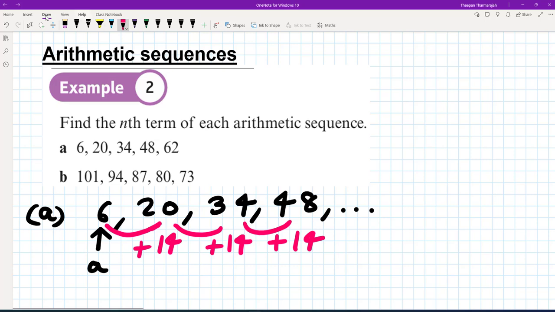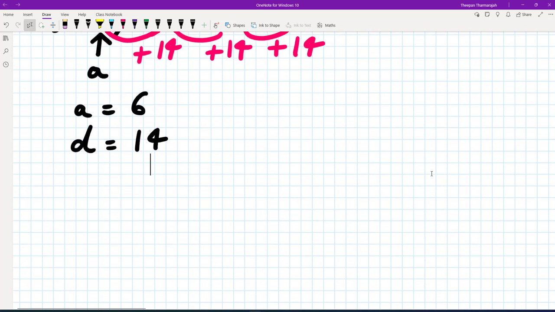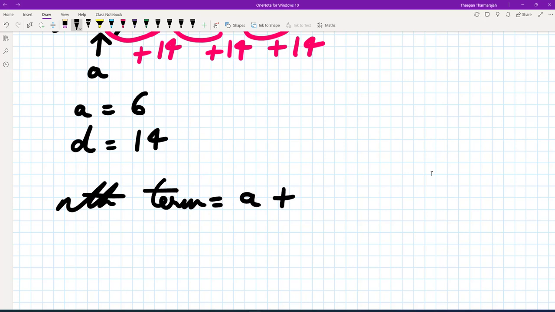So back to our problem. We've got plus 14 each time, so we're going to write this as A is 6, and D, our common difference, is 14. It says to find the nth term of each arithmetic sequence. The nth term of an arithmetic sequence is always A plus n minus 1 D.